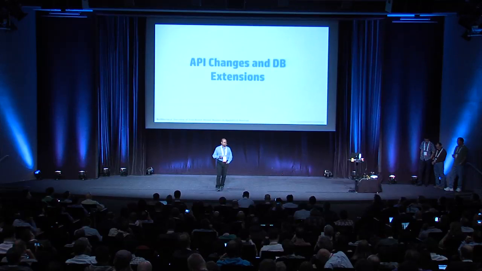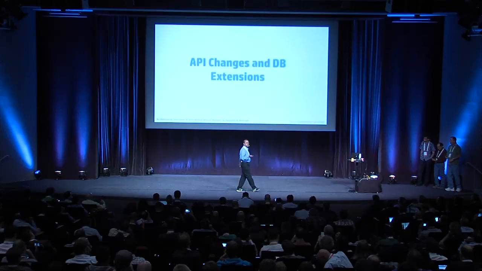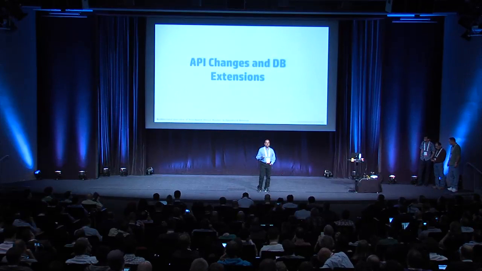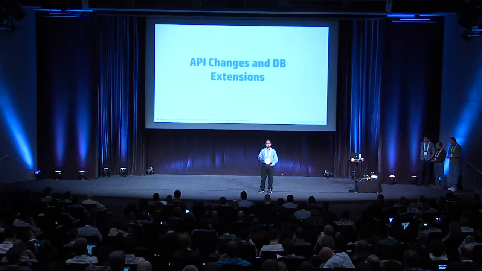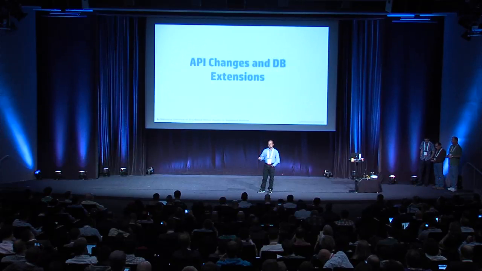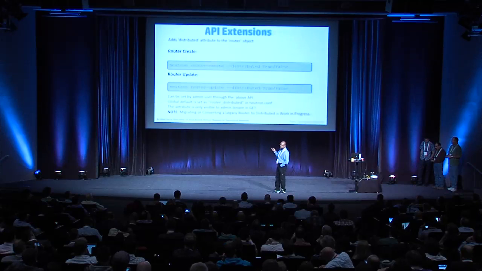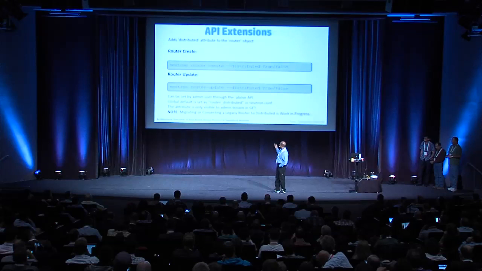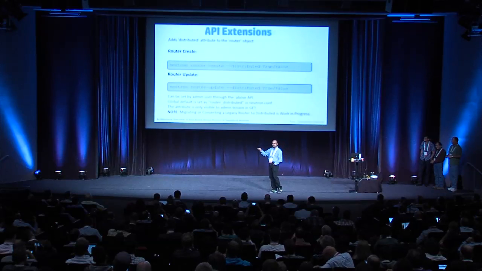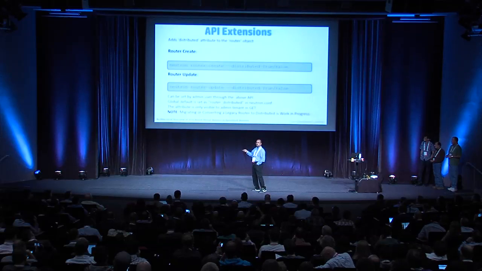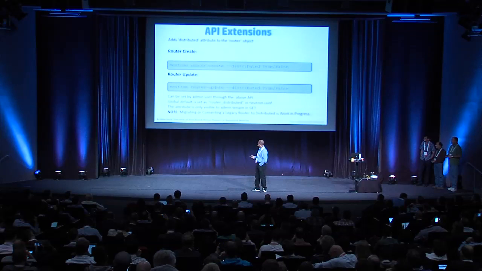As Rajiv mentioned already, we do have minor changes in the APIs and the DB. The change that we have in the API is for administrators to actually have control on both the legacy and the distributed routers. There is a create command and an update command we have. So you can use these commands to override whatever the global flag that you have set, and then you can actually create both distributed and legacy routers.